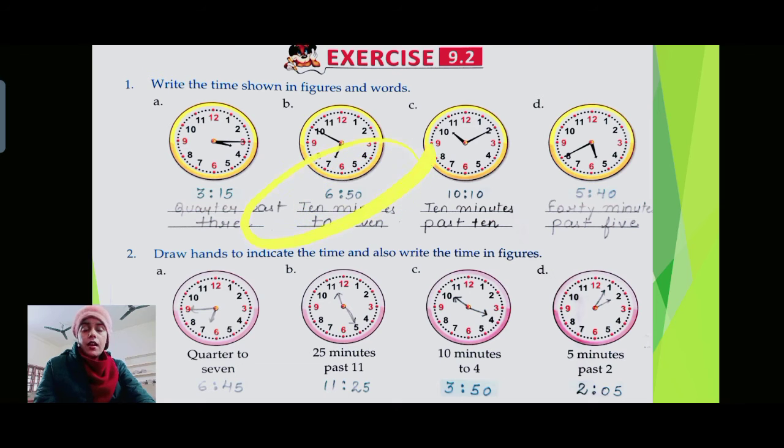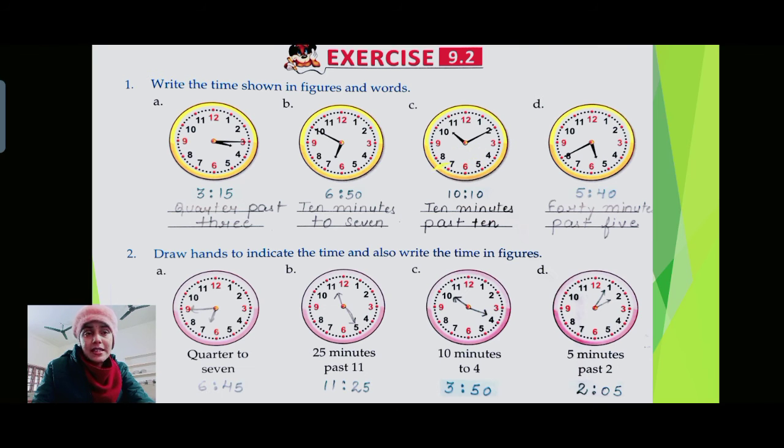Here the hour hand is in the middle of 6 and 7, somewhere towards the 7, and the minute hand is on 10. That means 6:50, 10 minutes to 7. 7 बजने में अभी 10 minutes कम है. 10 minutes to 7.